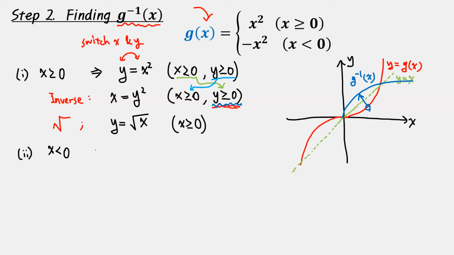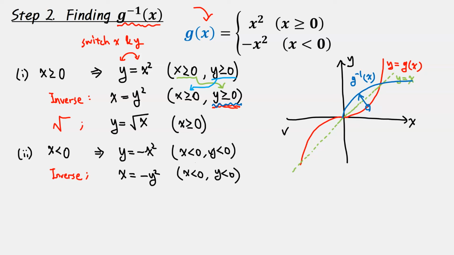Alright, now when x is negative, the original function is y equals minus x squared, and you can see that both x and y are negative. Switching x and y gives x equals minus y squared, and x and y are both negative, so we have y squared equals minus x. Now we take the square root, but choose the sign that gives negative y values. So we have y equals minus square root of minus x, where x is negative.